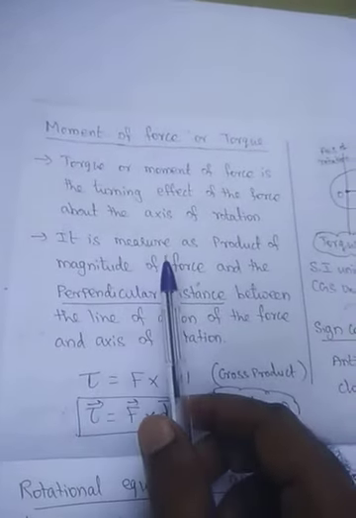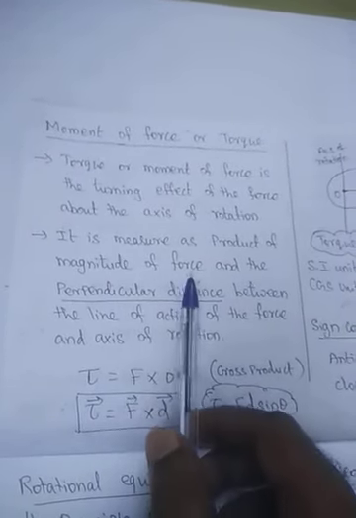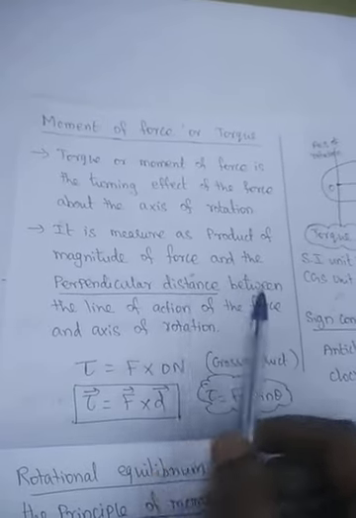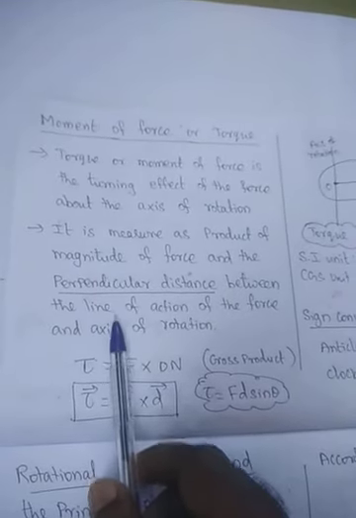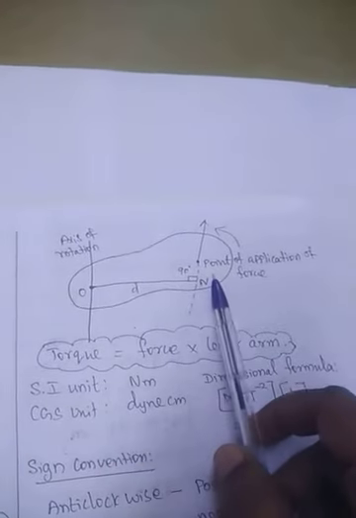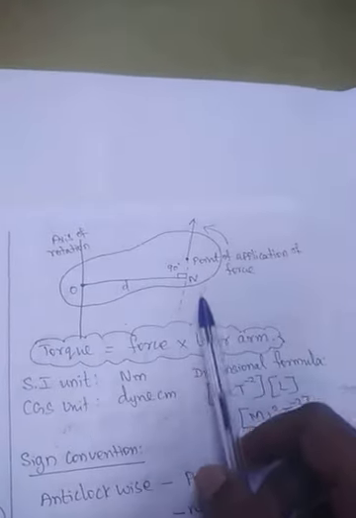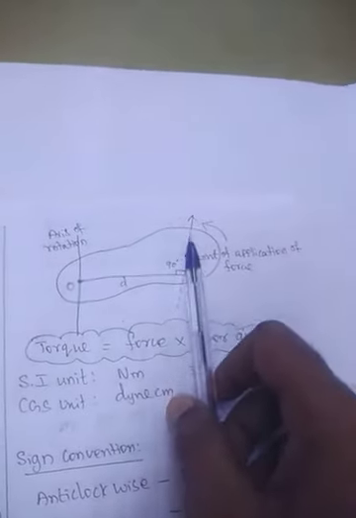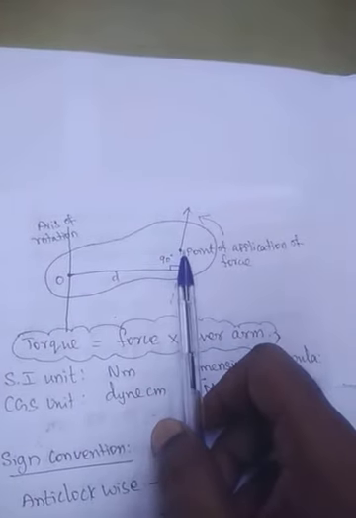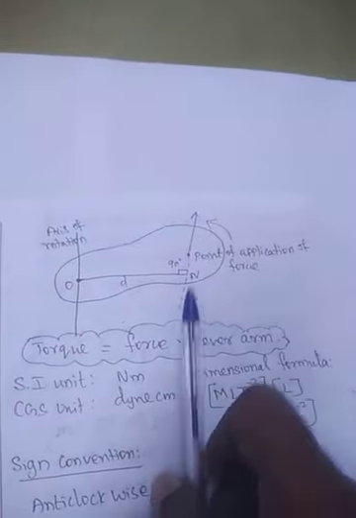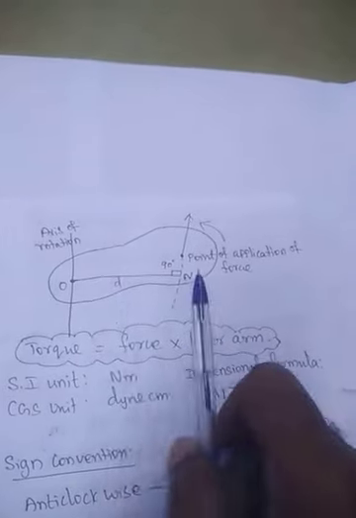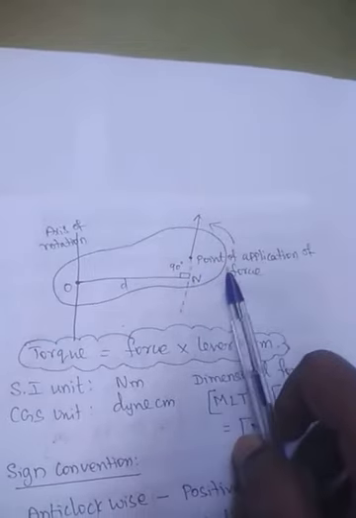It is a measure of the product of the magnitude of the force and the perpendicular distance between the line of action of force and the axis of rotation. So the perpendicular distance between the axis of rotation and the line of force. Line of force means the line along which the force is applied. So if you draw the line, this is the line of force. So the perpendicular distance between these two and the magnitude of the force.